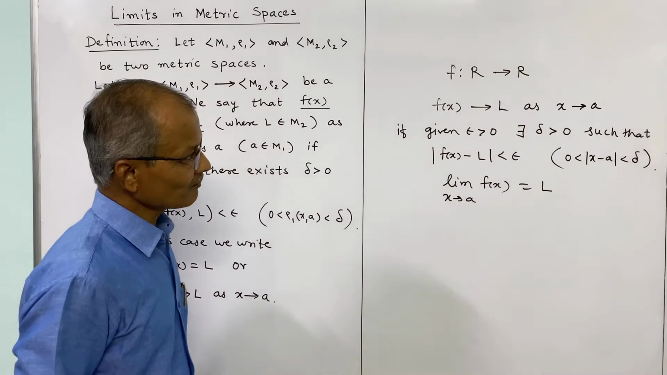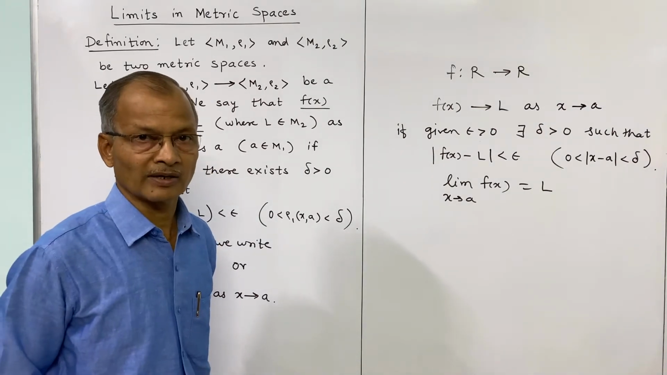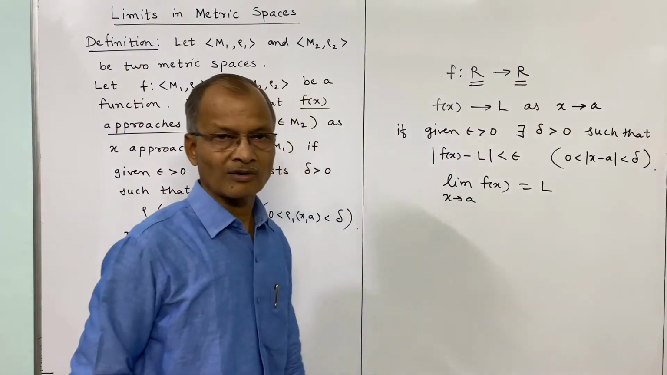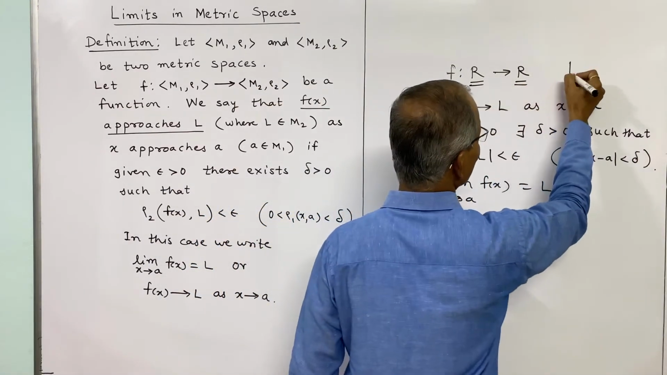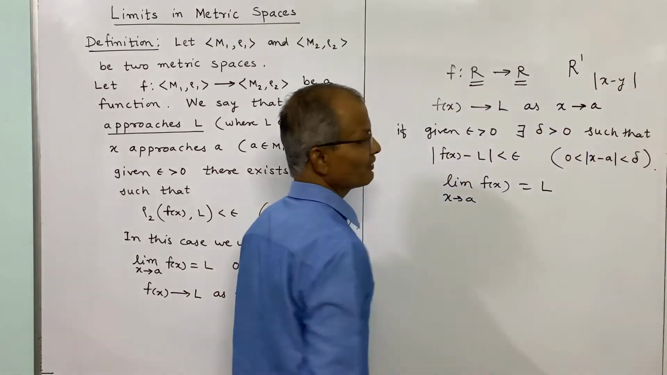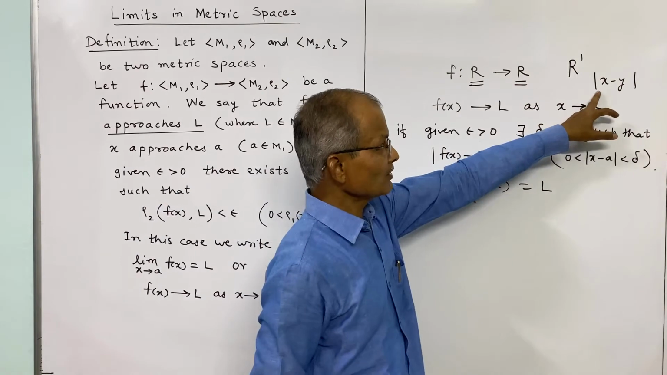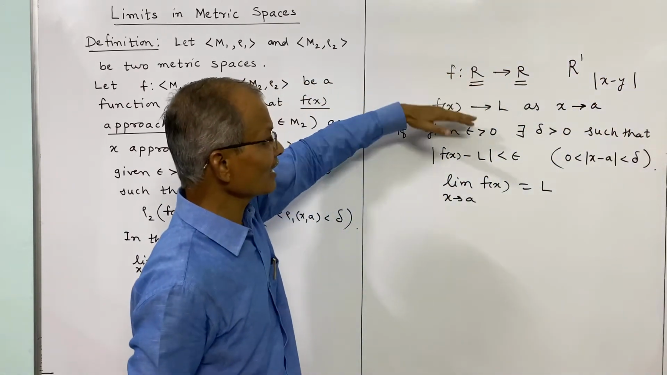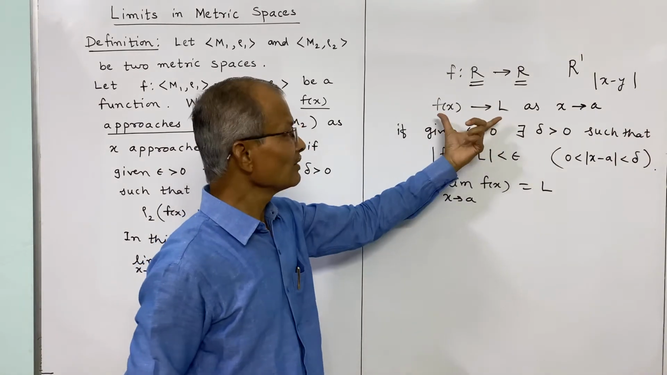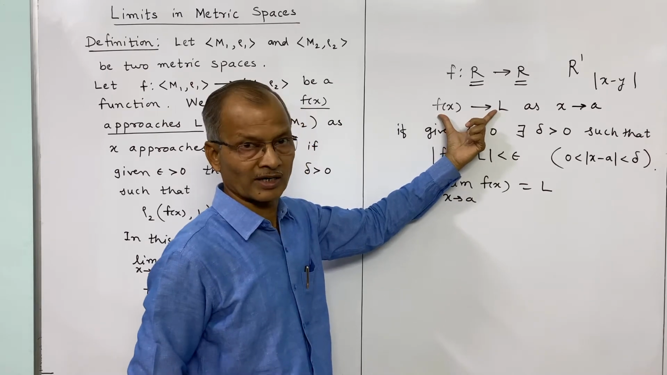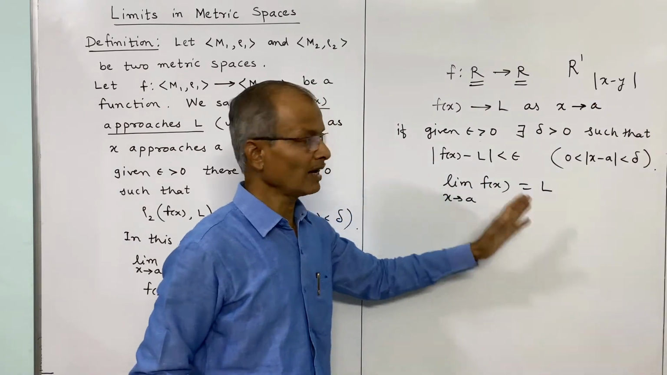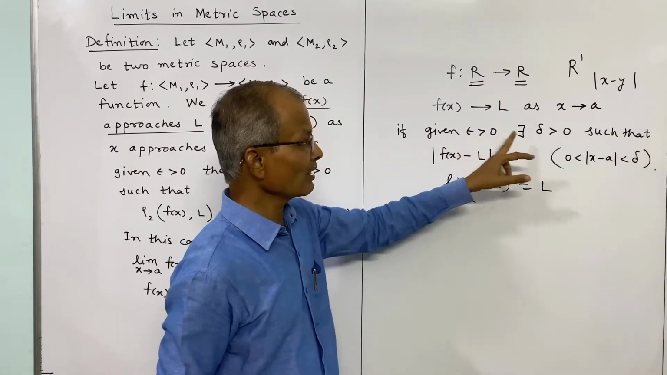Now the same definition we will write in metric space. Here R is also a metric space, and we know the metric in R is the absolute value metric. The distance between x and y is denoted by the absolute value of x minus y, and that's why we are considering the distance between f(x) and L. When we say f(x) approaches L, the distance between f(x) and L becomes smaller and smaller whenever the distance between x and A becomes smaller, and these distances are denoted by epsilon and delta.